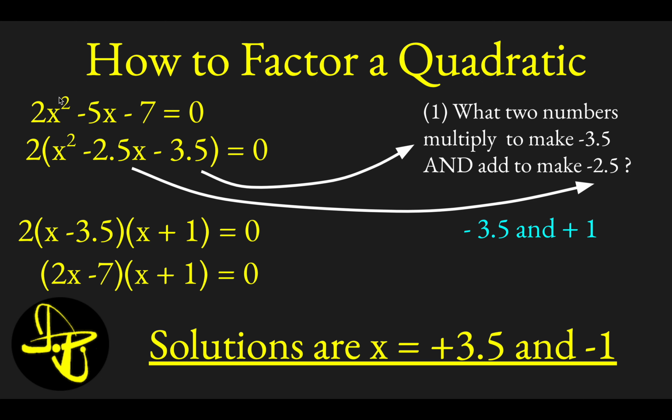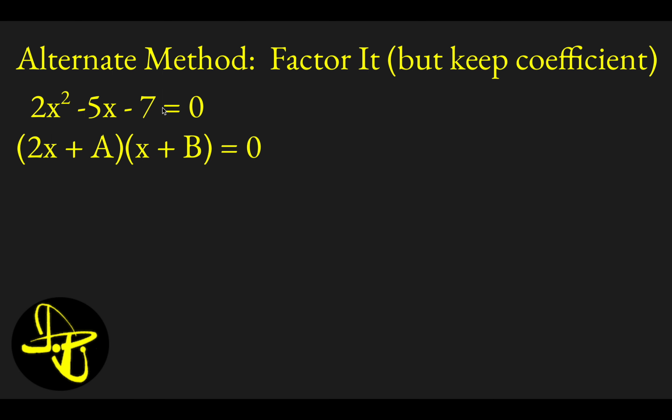As an alternate approach, rather than pulling the 2 out, another approach would be to just leave it in there and try to factor it that way. Another style you'll see is to break this down to look something like this. You'd say, okay, these two factors would look like this: 2x plus a constant, times x plus another constant, equals 0. And you can see that these first two entries are going to work because 2x times x will give you 2x squared.